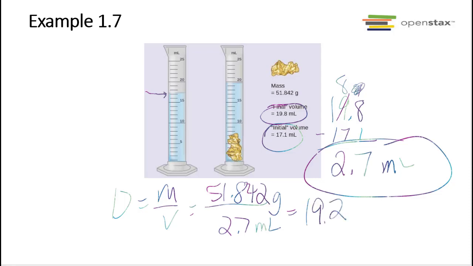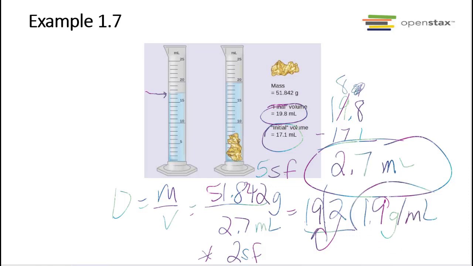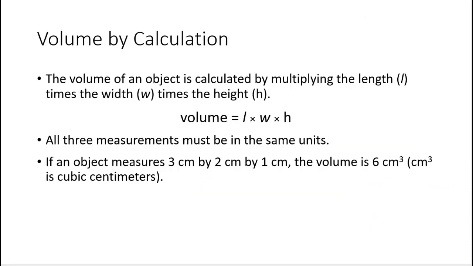Now my calculator told me it was 19.2 grams per milliliter. Am I done? Well, I need to look at significant figures. I have 1, 2, 3, 4, 5 sig figs on top and 2 sig figs on the bottom. So I'm limited to 2. That means I got to look at my answer, and right now I have 3. So I need to go 1, 2. What does that 2 do to the 9? Nothing. It's going to be 19 grams per milliliter will be my density.